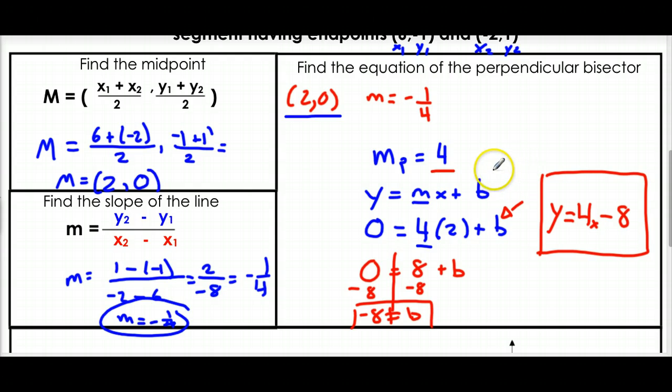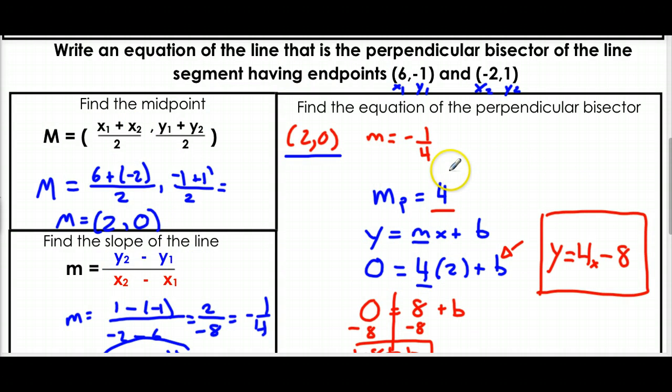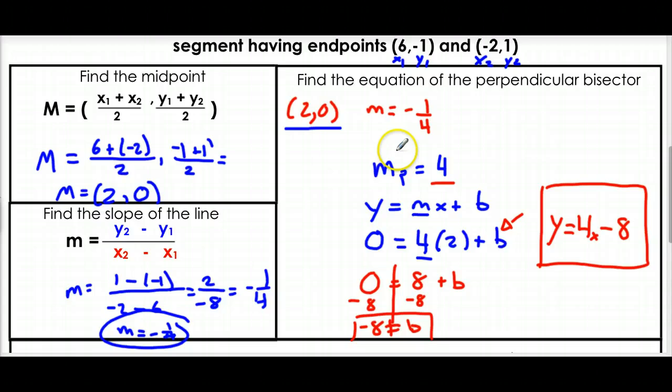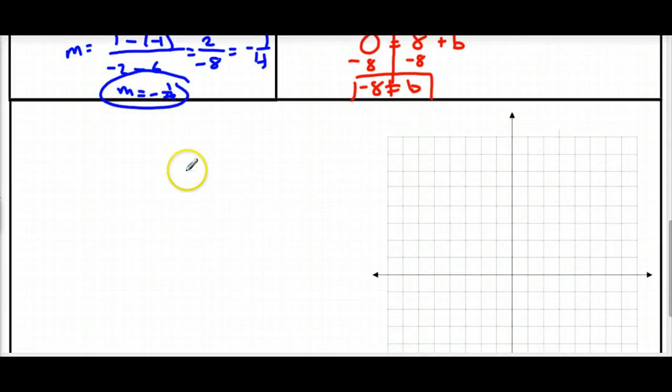That's it. Let's see if that even worked, though, because I think it's a good thing to check. So we have 2 points, 6, negative 1, and negative 2, 1. So first, let's start with graphing them. So 1, 2, 3, 4, 5, 6, 6, negative 1, and negative 2, 1. All right, let's draw our line to connect these.